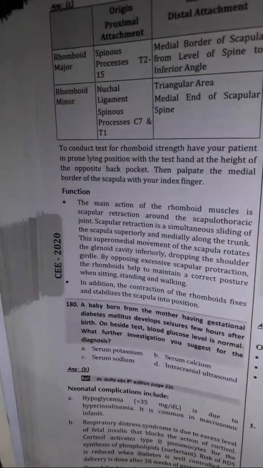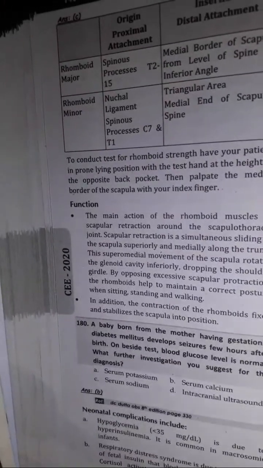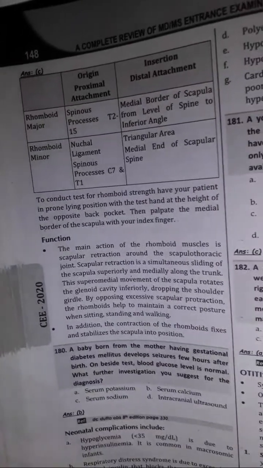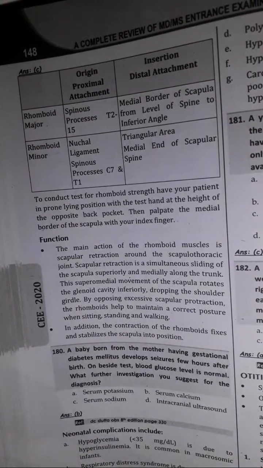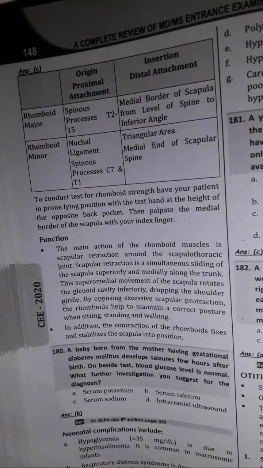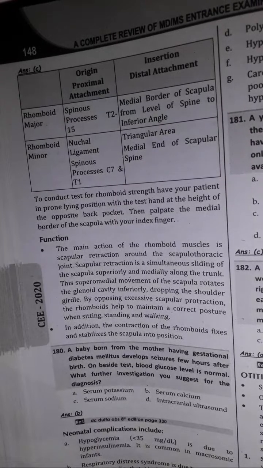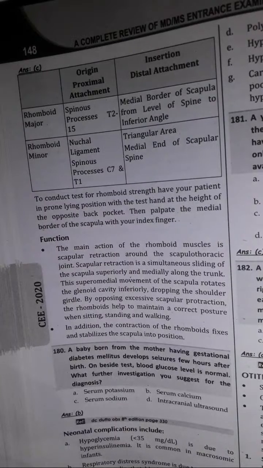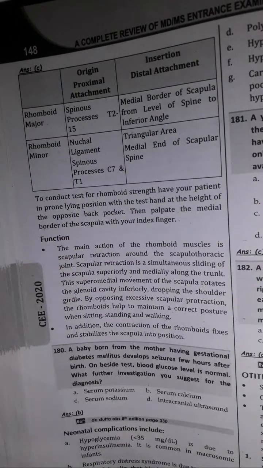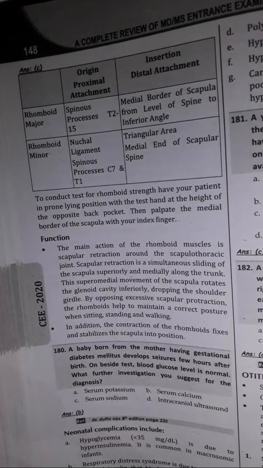Now the next question: a baby born to a mother with gestational diabetes mellitus develops seizures a few hours after birth. On bedside test, blood glucose level is normal. What further investigation do you suggest for the diagnosis?